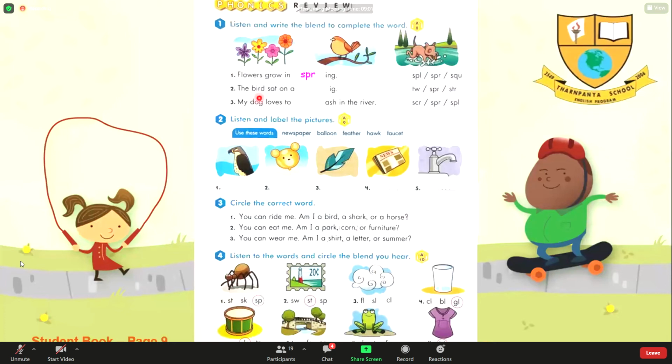Let's take a look at number 2. The bird sat on a twig. The bird. Are you sure? Okay, TW, twig. This is a twig. The bird sat on a twig.